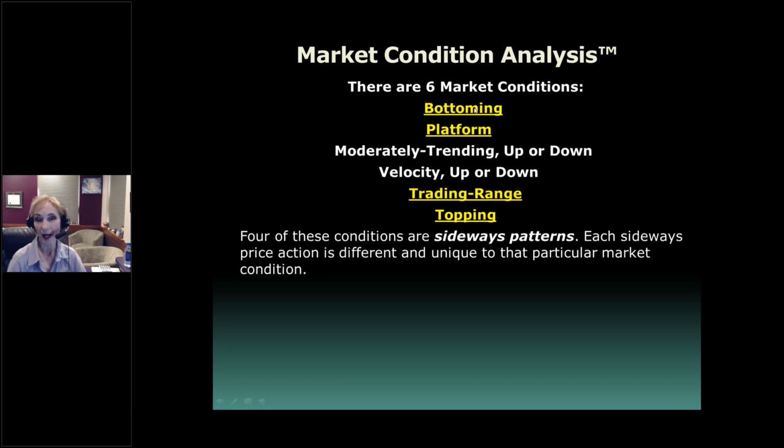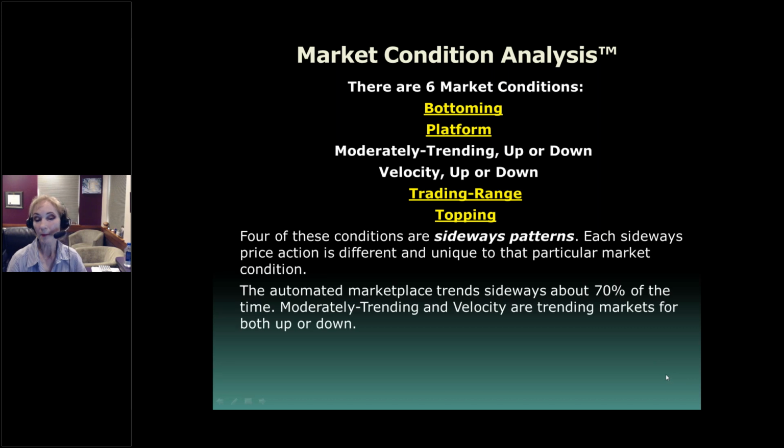So you need scans that find bottoms when you're in a bottoming market. You need to use scans that give you stocks to use in a trading range market. In a moderately trending market, it's pretty easy to trade, but we're not in the moderately trending market right now. The automated marketplace trends sideways about 70% of the time, and you Elliott Wave and Fibonacci and all those probably know that. Moderately trending and velocity are trending markets for both up or down. And with speculation, with HFTs, these trends can go far further than the normal technical analysis would tell you. You'll blast right out of your stochastics, you'll blast right out of your MACD because of speculation.